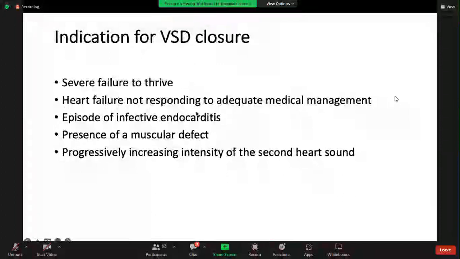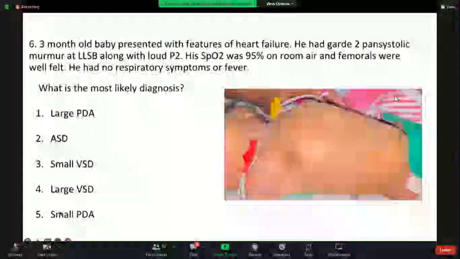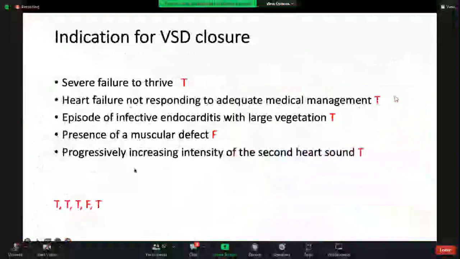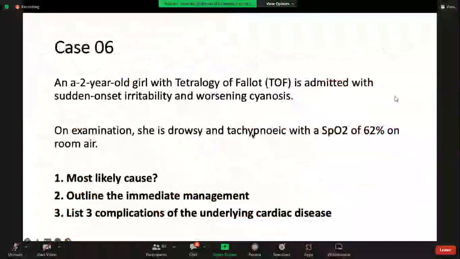And if there are episodes of infective endocarditis with vegetations, it's an indication. Muscular defect is not an indication, but the development of pulmonary hypertension is an indication. So, right. As you can see, all these are true except for the 4th one. So again, you should know when to refer for surgery and the indications for surgical management. Right. So, last case.